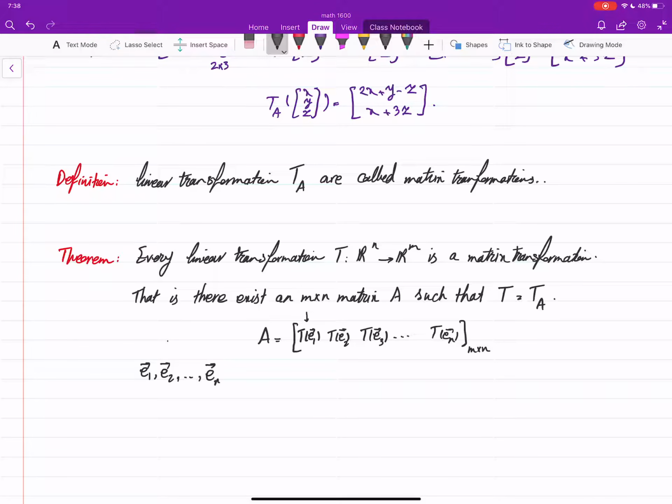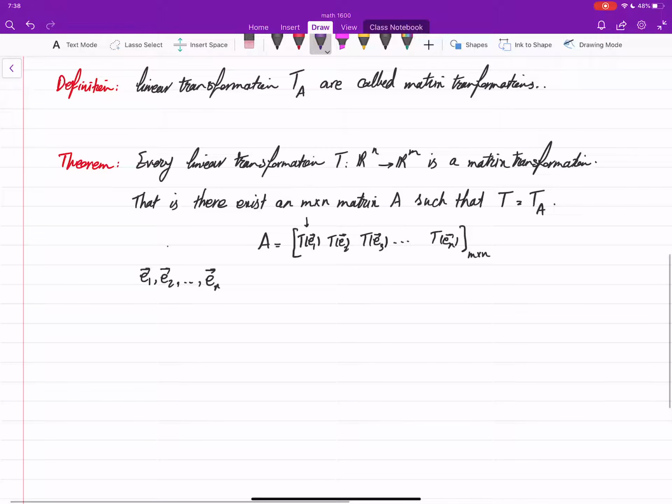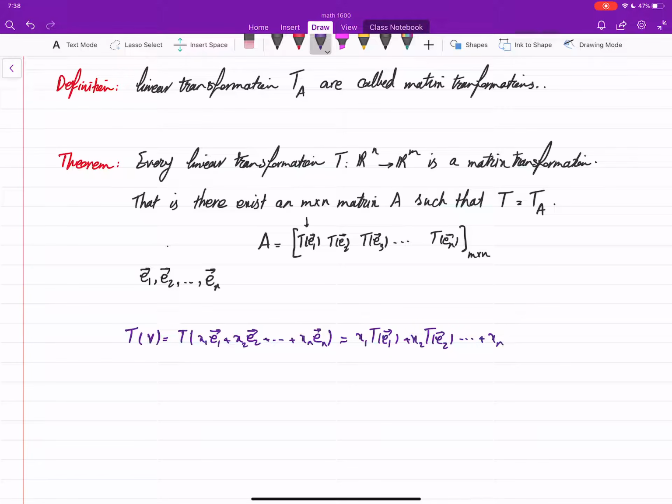You may ask, why is that so? Because every vector v you find, you can write as the first component times E1 plus the second component times E2, up to the nth component times En. But T is linear. This means that we have x1 T of E1, x2 T of E2, and this goes up to xn T of En.